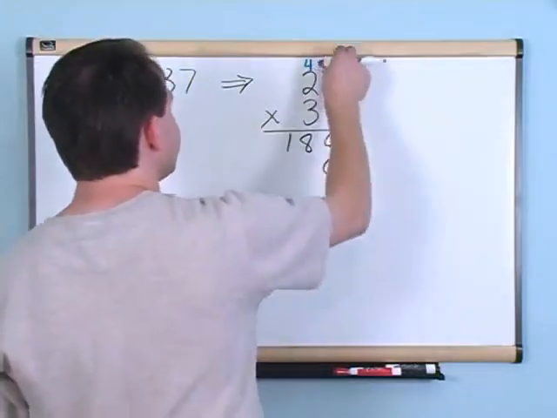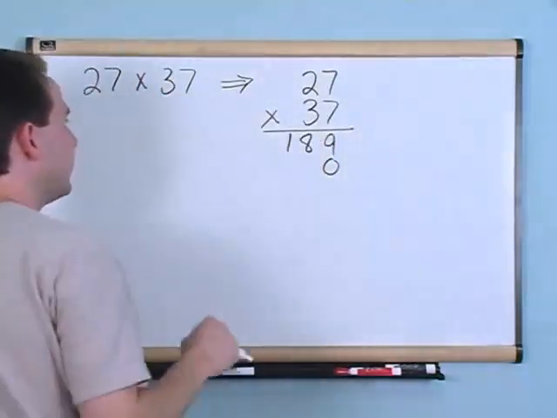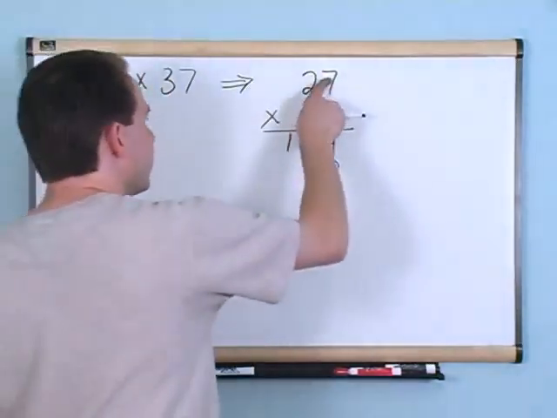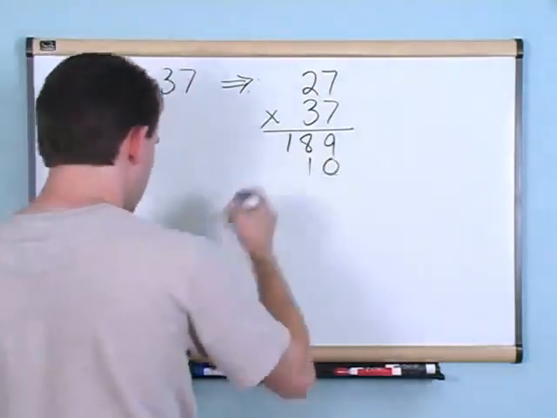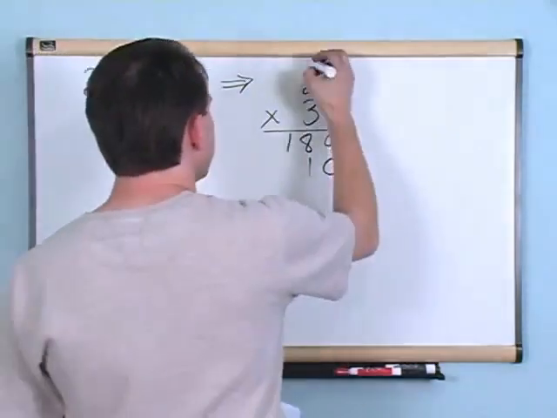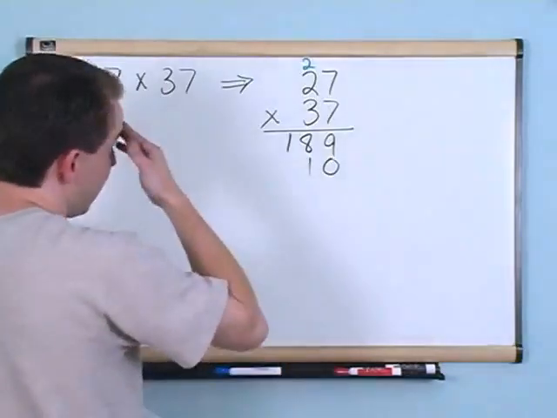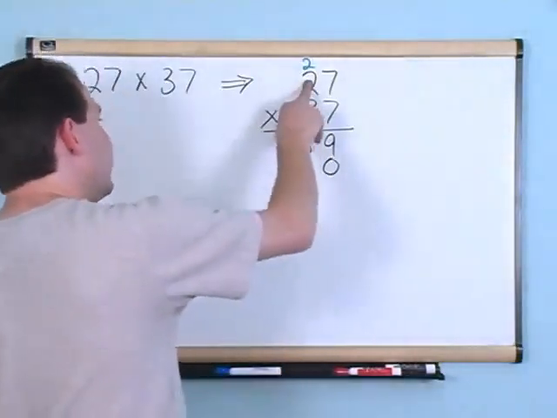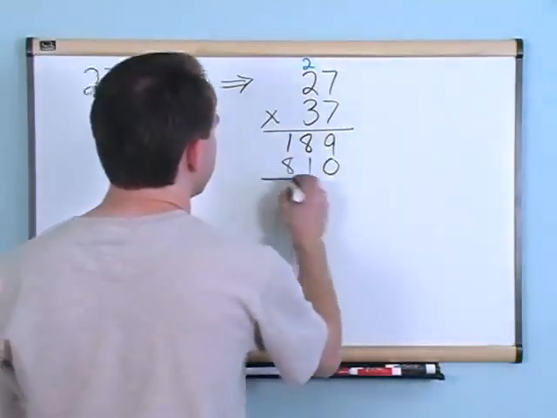3 times 7. I'm going to erase this 4 now, because it isn't going to affect this multiplication of the 3. 3 times 7 is 21. 21 is 2 digits, so I can't write that down. So I'm going to put a 1 here, and I'm going to put the 2 up here because I'm trying to write 21 down. Okay? Now, 3 times 2 gives you 6, plus 2 more gives you 8. So you put the 8 down.